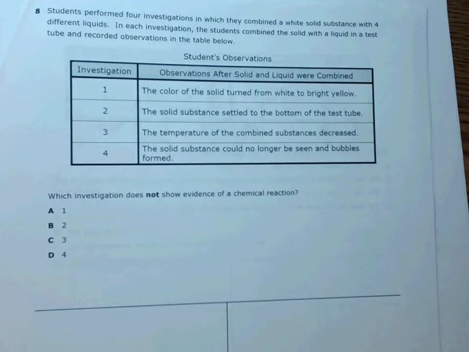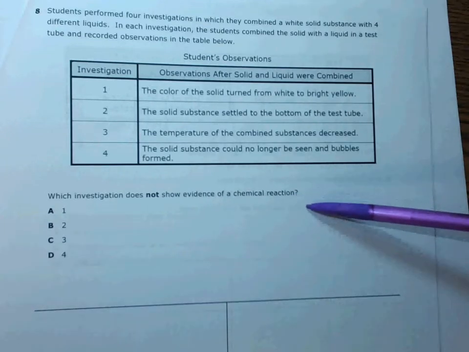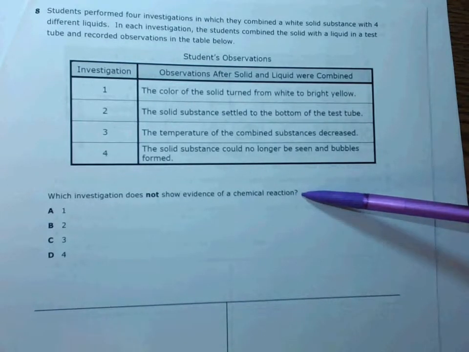Number 8. Students performed 4 investigations in which they combined a white solid substance with 4 different liquids. In this investigation, the students combined the solid with liquid in a test tube and recorded observations in the table below. Which investigation does not show evidence of a chemical reaction?